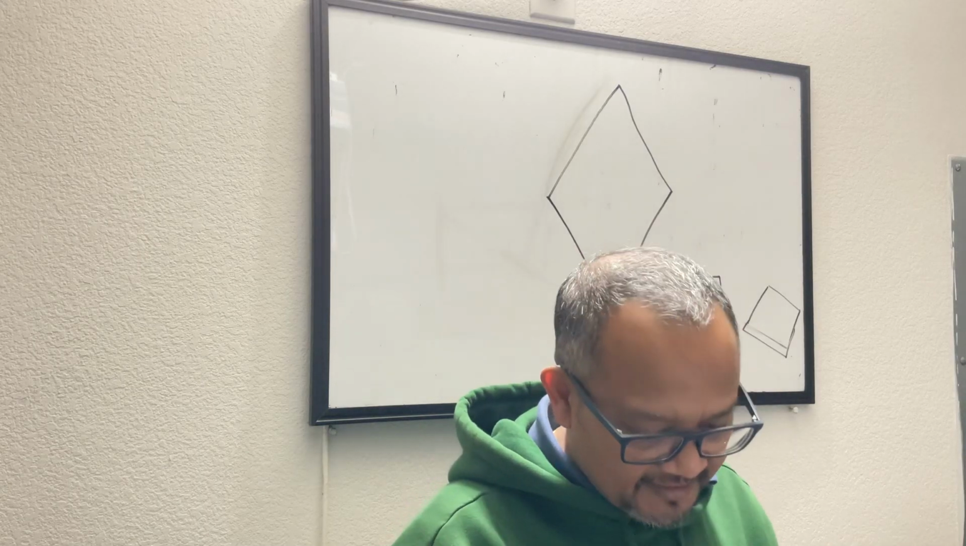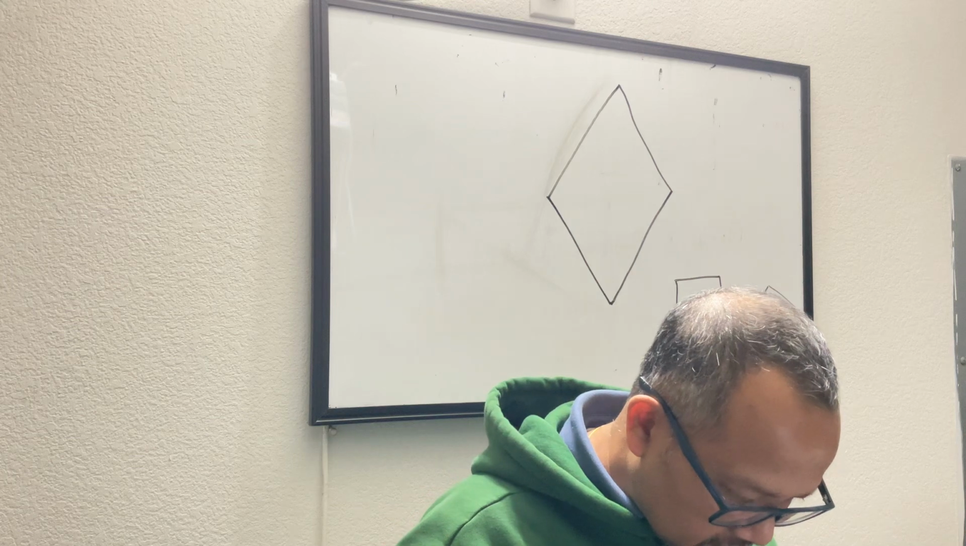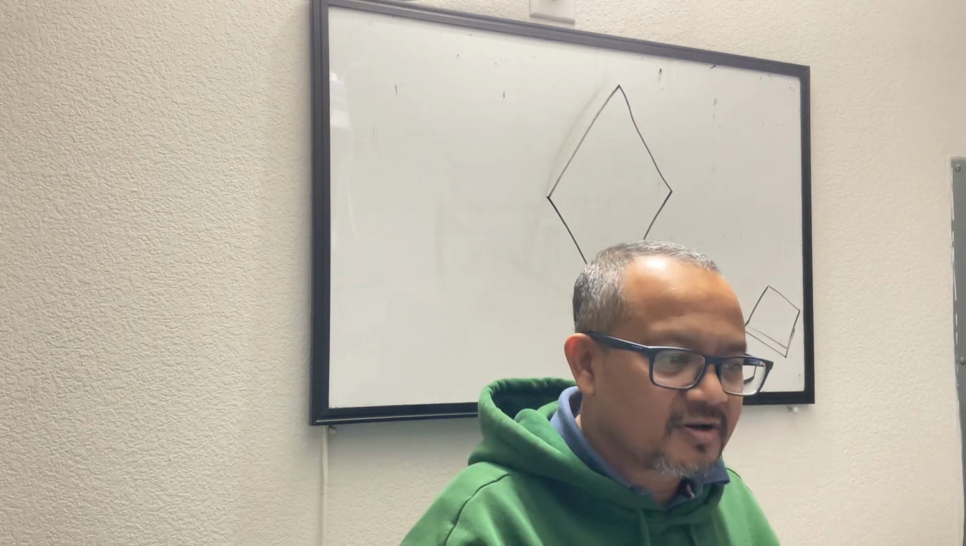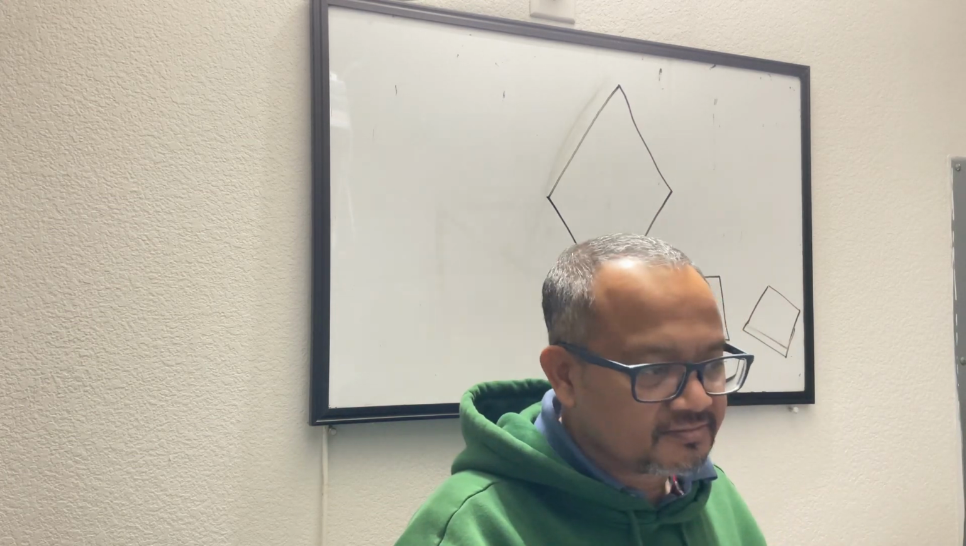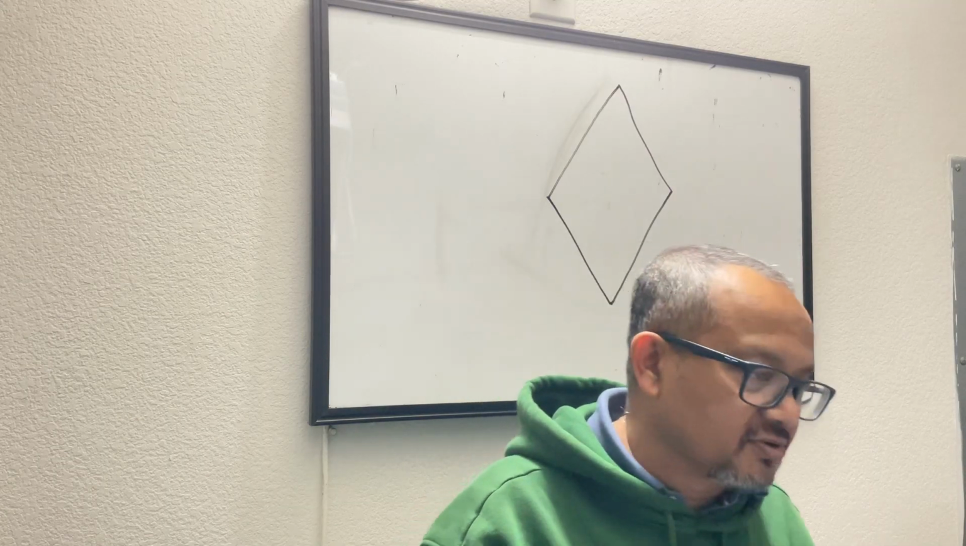Yes, Kian. Keep it short. The difference between a square and a rhombus is that in a square, all four angles are right angles, whereas in a rhombus, they are not. We have both acute and obtuse angles.